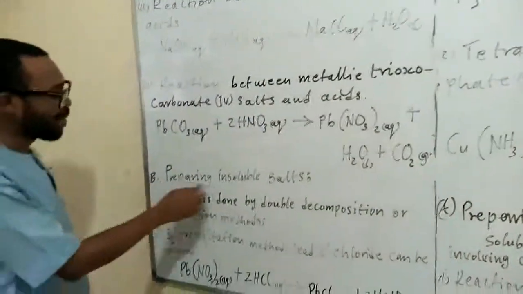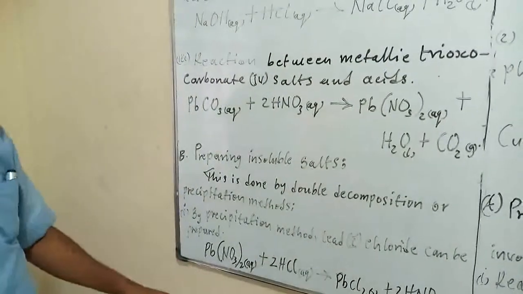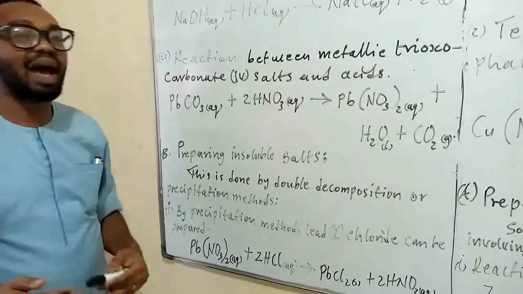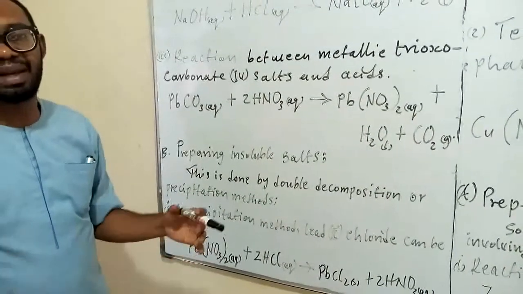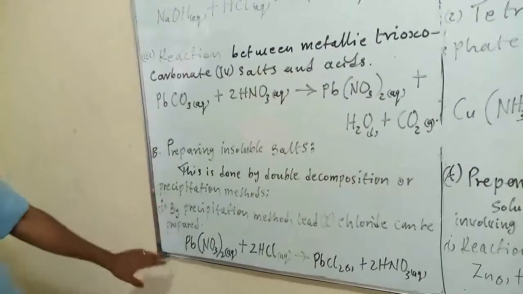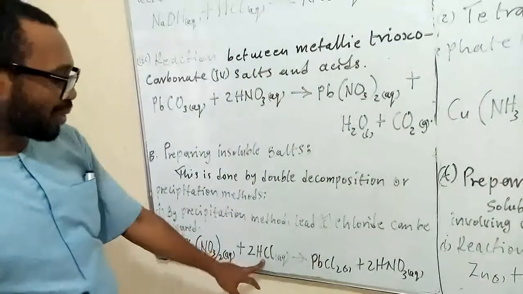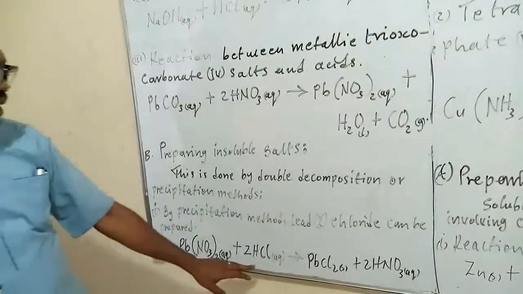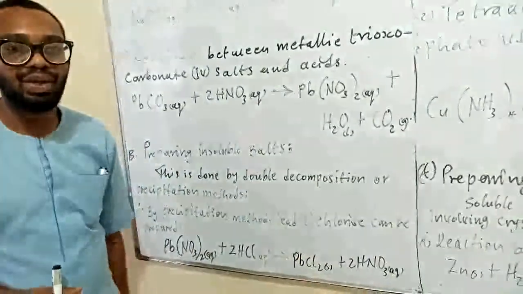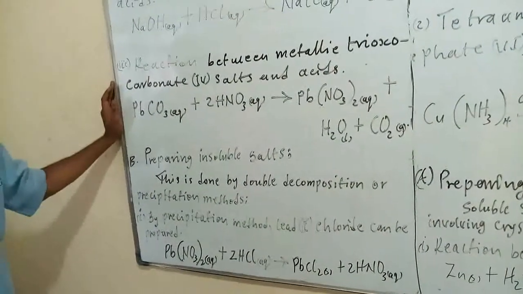Now, quickly, preparing insoluble salt. This is done by precipitation reaction, or you can call it reacting the elements involved directly. I have highlighted precipitation reaction on the board. Lead nitrate reacts with hydrogen chloride, we produce lead chloride and acid. Is that clear? Okay, so I think this is where we'll call it a day for this class.